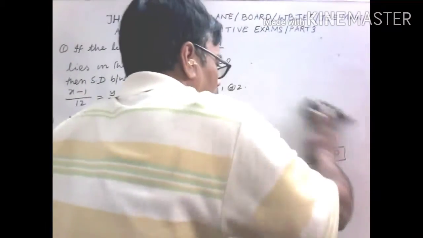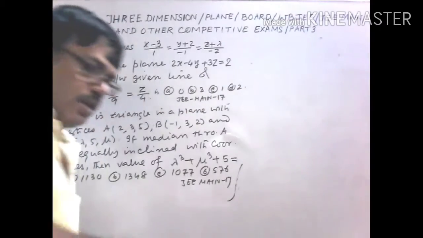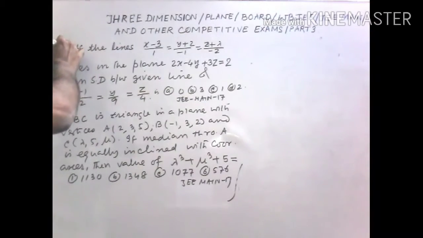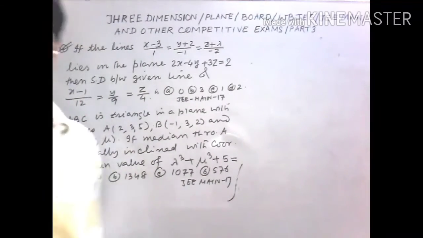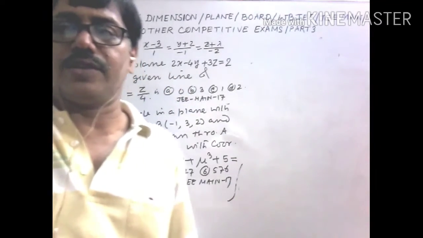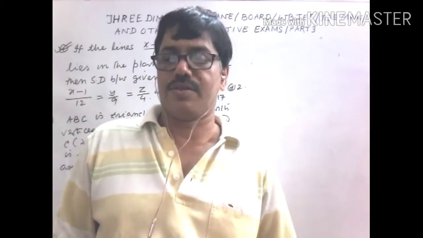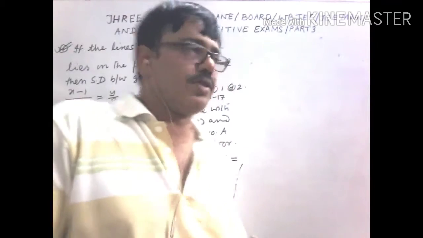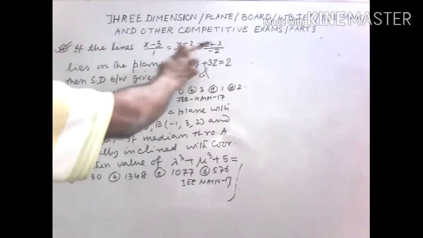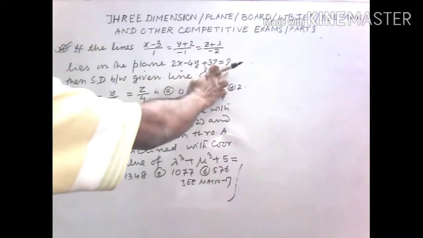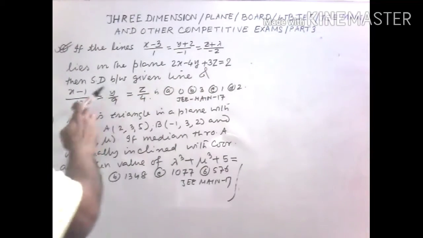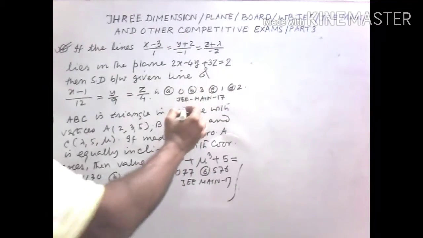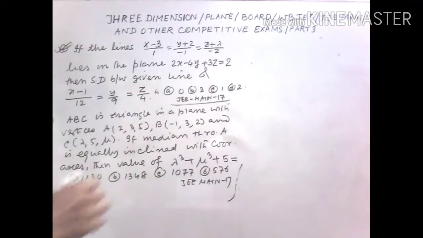Now we solve a problem of plane application. This is a mixed problem of plane and straight line. We have already discussed in the previous class different forms of lines. If the line lies in the plane, then the shortest distance between line and plane is one of these four alternatives. This is a problem of JEE Main.